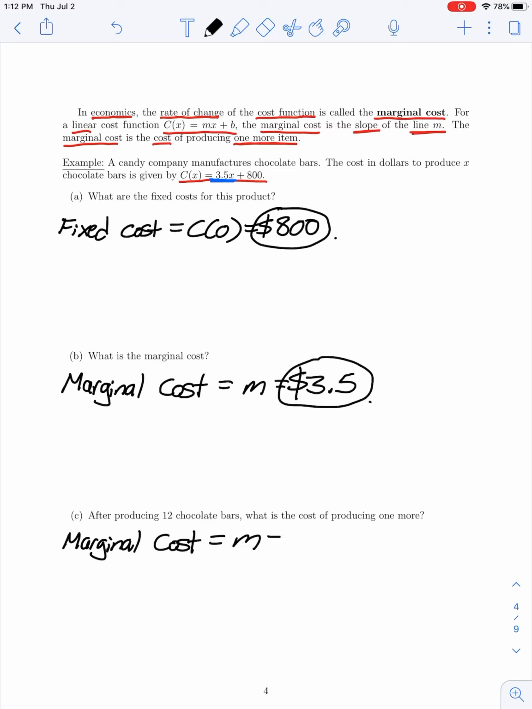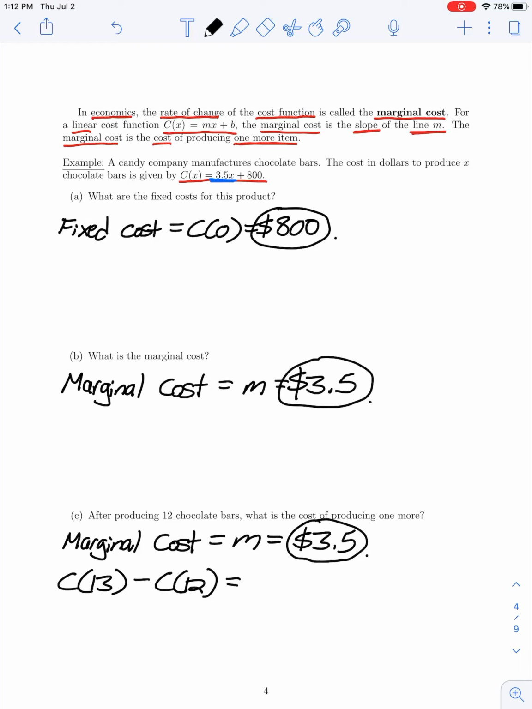Which is our slope m, which is, again, $3.5. Now, another way that we could see that is, well, we said after producing 12 chocolate bars, what's the cost of producing one more? So that would mean we're producing 13 in total. So to get the cost of that 13th chocolate bar, we could take the total cost of producing all 13 and subtract the cost of producing the first 12.